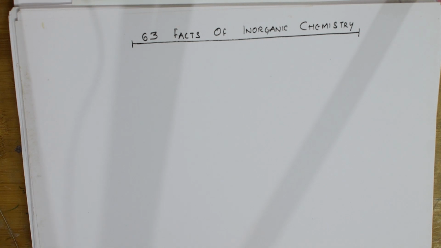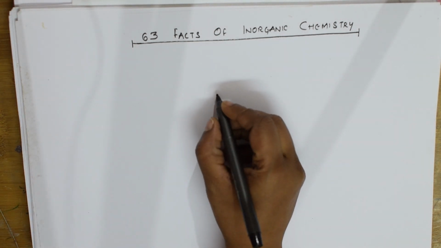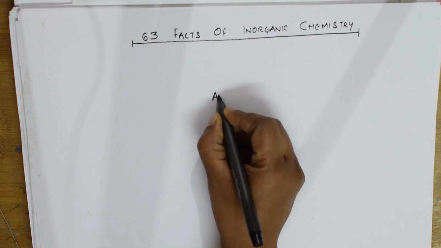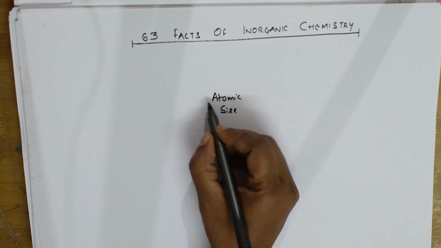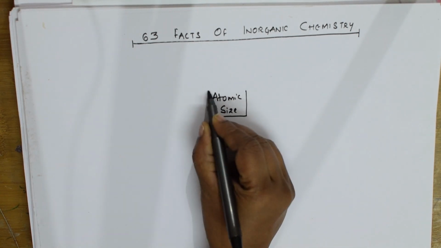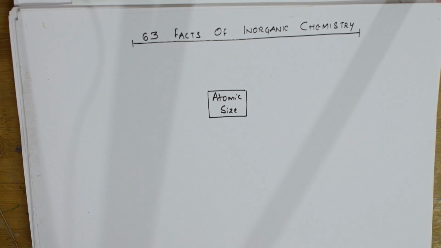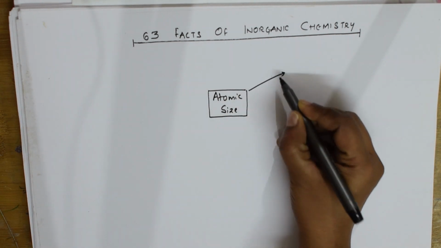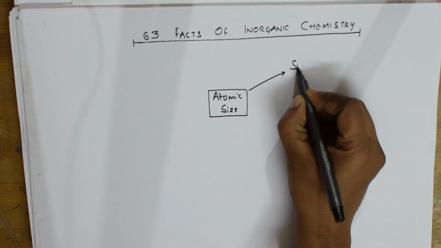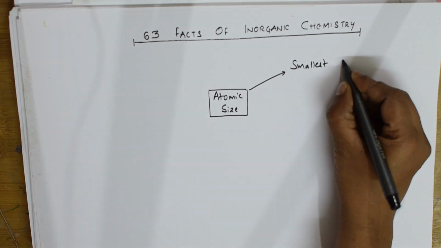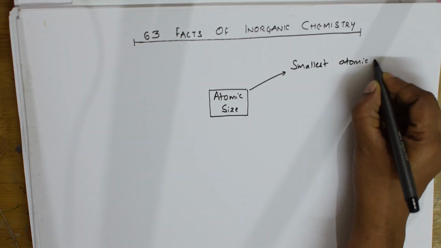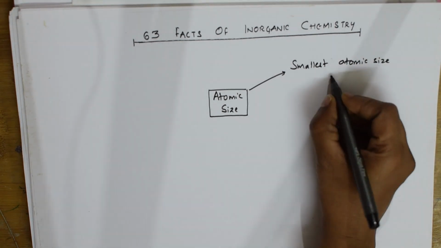Done. So when it comes to facts of inorganic chemistry, let's go with atomic size. The first trend, as we know, is atomic size. In atomic size, what questions are there? Let me put one square box and start. Basically in chemistry, what is the smallest atomic size element? Let us write smallest. I'm giving you a question based on atomic size: what is the smallest atomic size element? That is nothing but hydrogen.